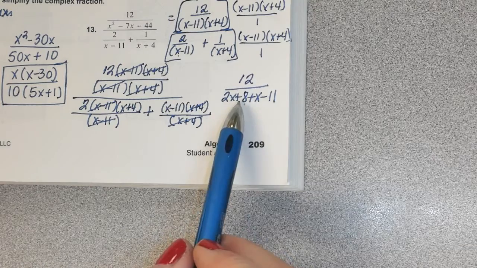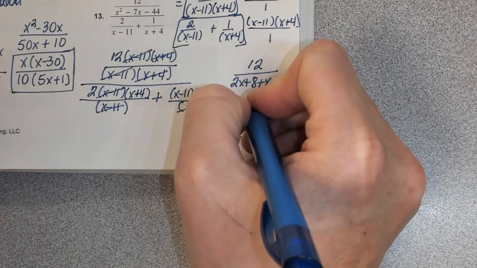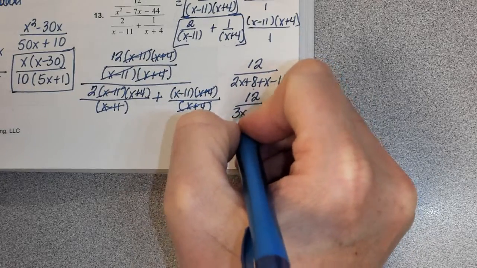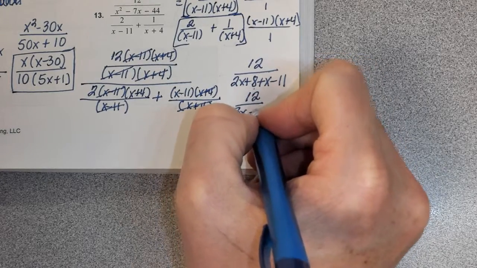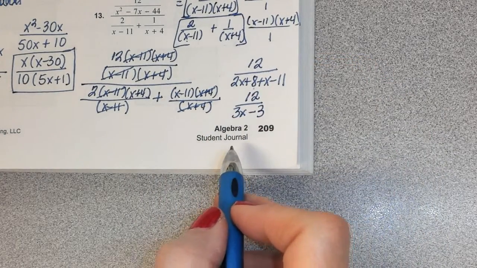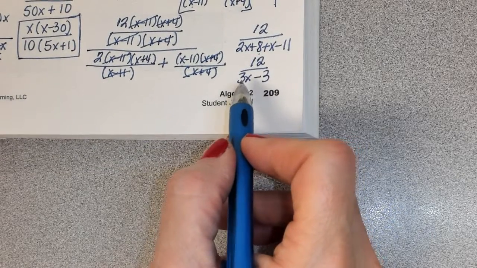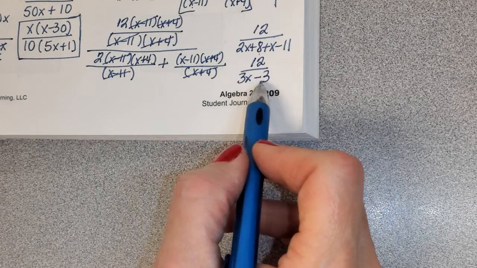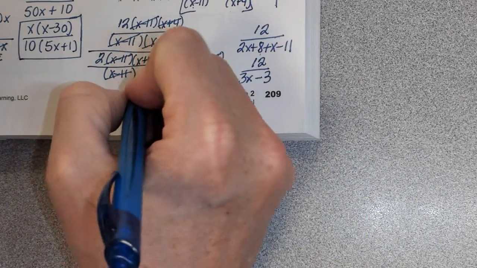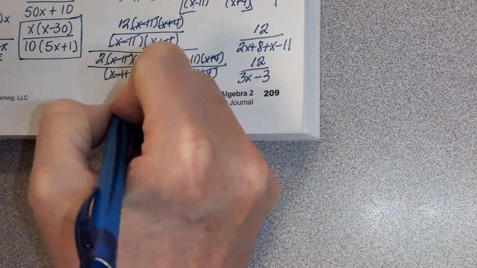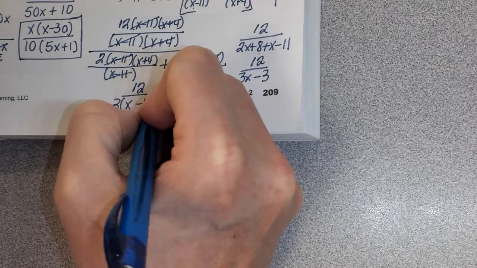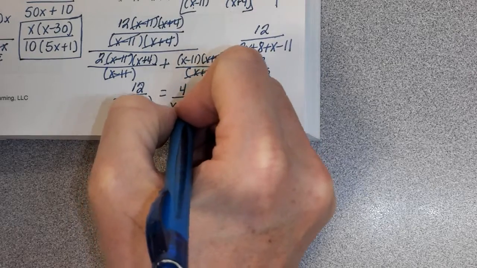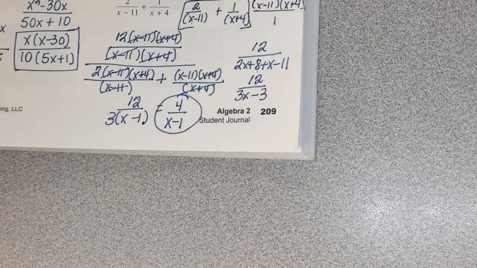And so now to finish this, we just need to combine like terms. So we have 12 over 2x plus x is 3x. 8 minus 11 is going to be minus 3. Everything has to be completely simplified though. What can I factor out of this? 3. So we're going to have 12 over 3 parentheses x minus 1. 12 divided by 3 is 4 over x minus 1. That would be the final answer.